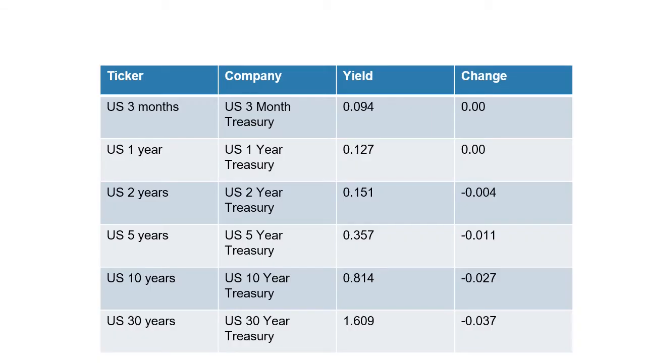This is a look at the US Treasury as of the 24th of August. As you can see, during the last 3 months, the yield has been at 0.094, a year ago at 0.127, and 2 years ago 0.151. And you can see a recurring pattern that it's slowly increasing.